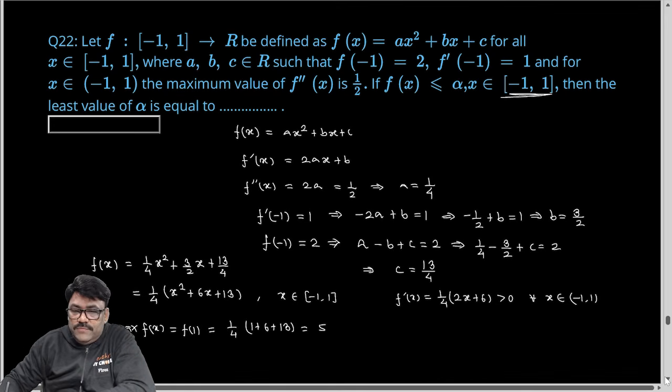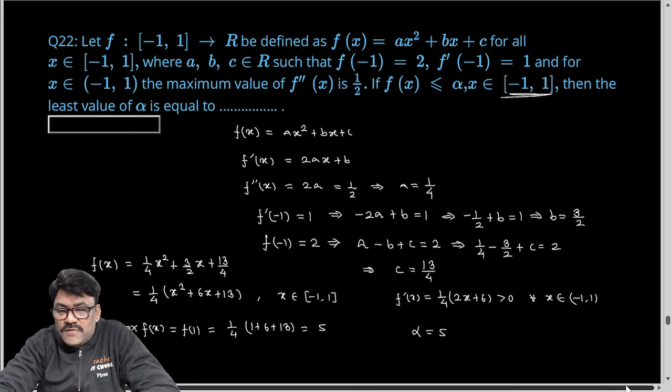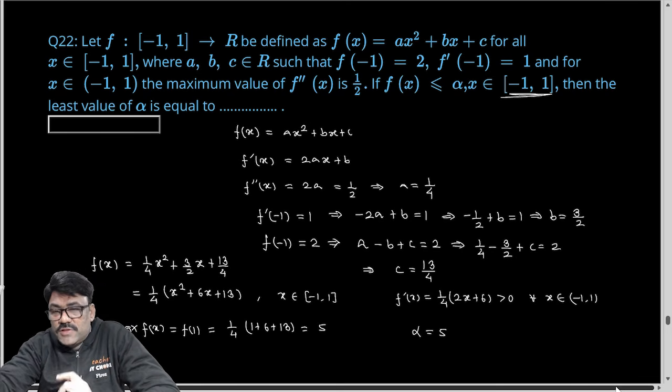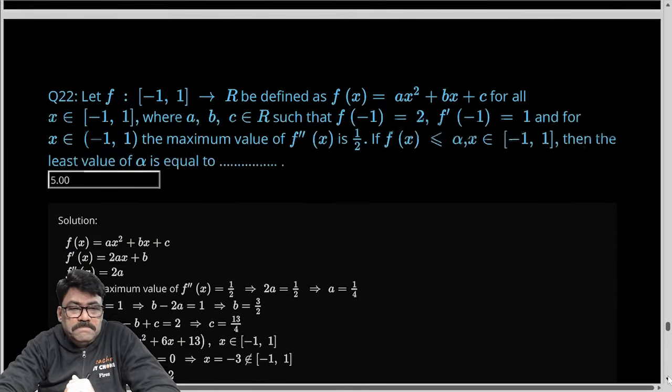Means alpha is 5. Or you can say the least value of alpha is 5. Why are they saying least value? Because if f(x) is less than or equal to 5, you can say f(x) is less than 6 also, less than 100 also, less than 1000 also. What is the least alpha? The least alpha will be the maximum value of the function f(x), which is 5. Right?